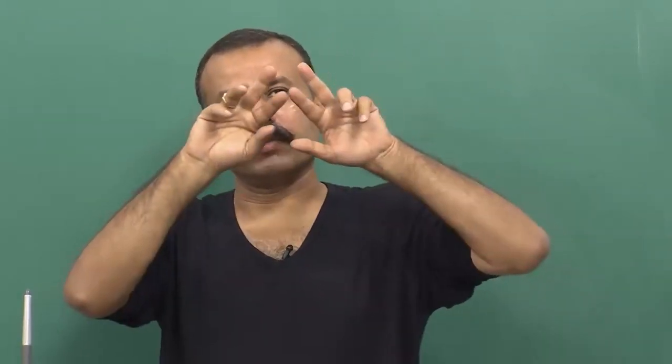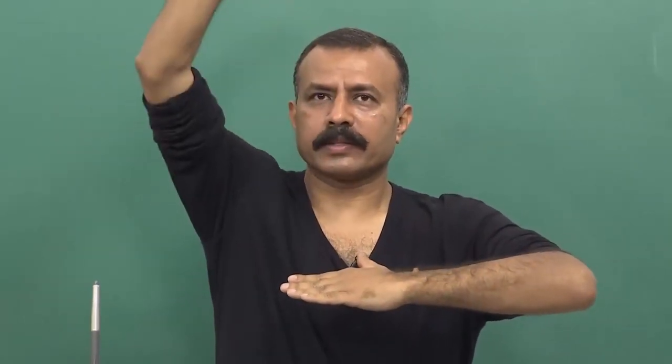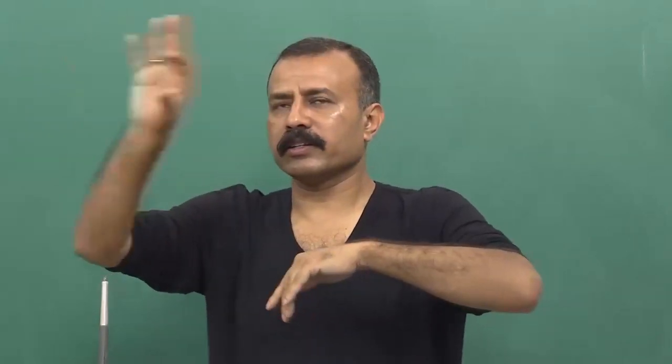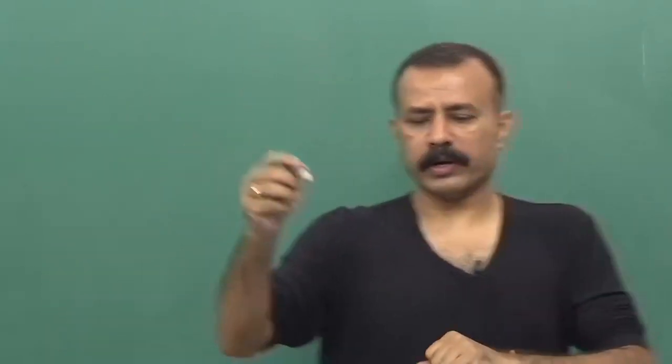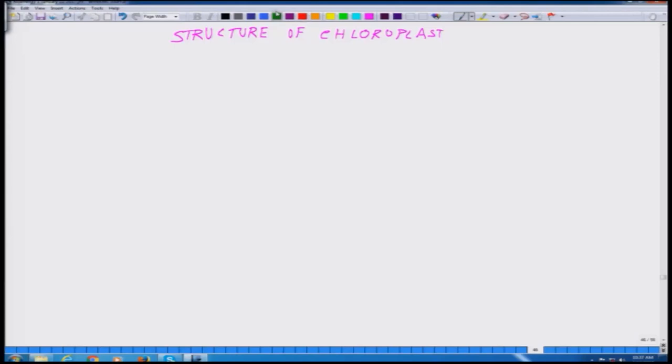Chloroplast is a double membrane structure. Before I draw this, try to visualize in your brain. It is a double membrane structure in which you will see stacking of something like gunny bags all over, and there are connectors between them. So, now let me draw it. What I was trying to tell you will be something like this.